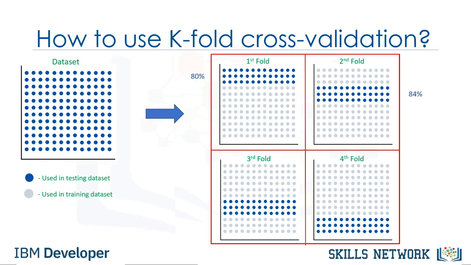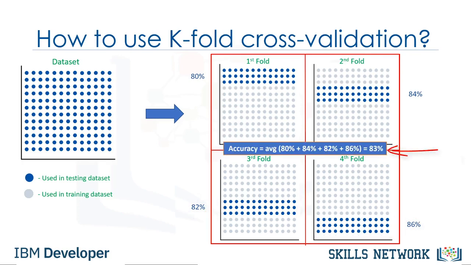Then, in the next round, or in the second fold, the second 25% of the dataset is used for testing, and the rest for training the model. Again, the accuracy of the model is calculated. We continue for all folds. Finally, the results of all 4 evaluations are averaged. That is, the accuracy of each fold is then averaged, keeping in mind that each fold is distinct, where no training data in one fold is used in another.